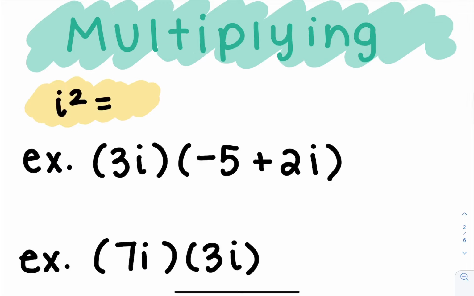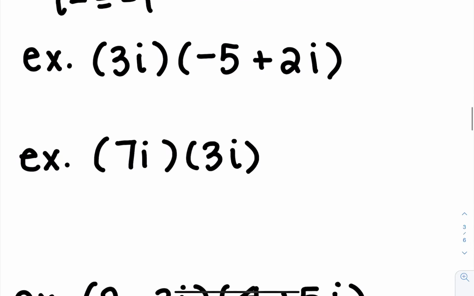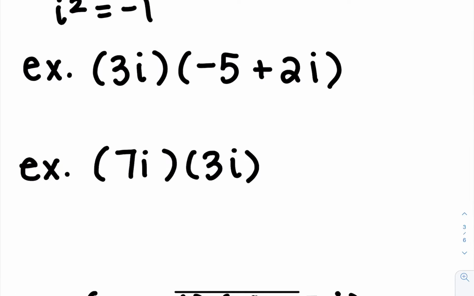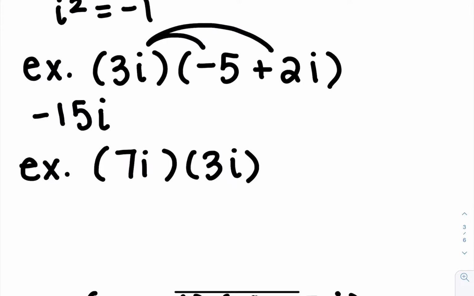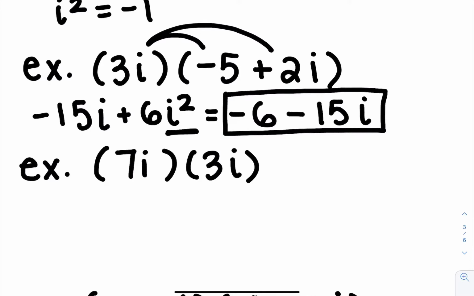For multiplying, I have to remember that the i squared is equal to a -1. So anytime I end up with an i squared, I can change it to -1. So if I have 3i times -5 plus 2i, what I can do is distribute and multiply. So first I'll say this is minus 15i plus 6i squared. Now that i squared is really a -1. So what I can say is this is really 6 times -1, or -6, minus 15i. And notice I put the real part first and then the imaginary.